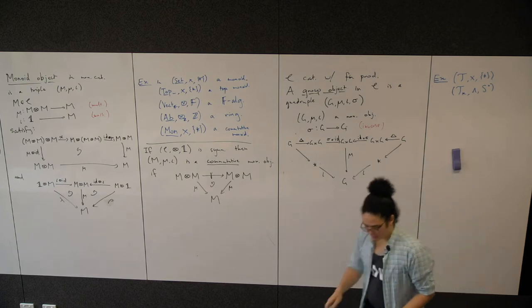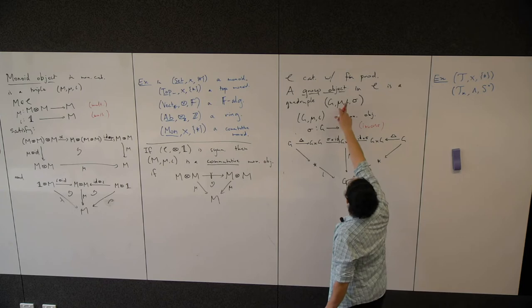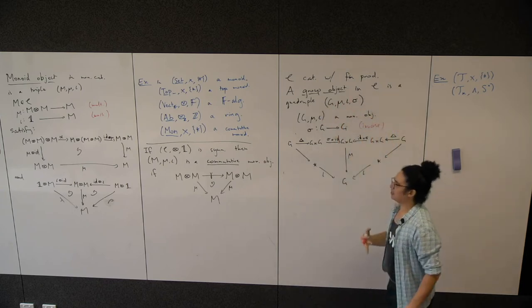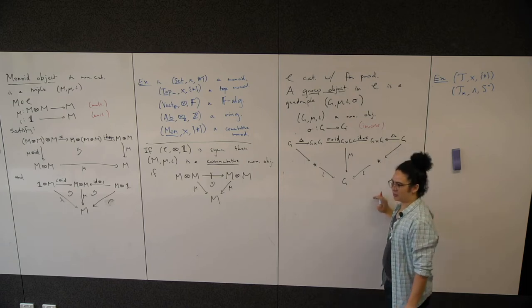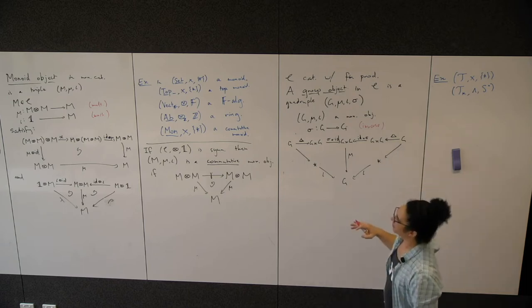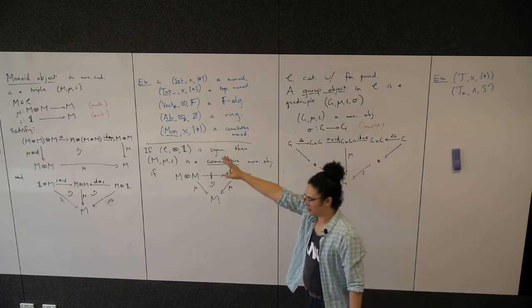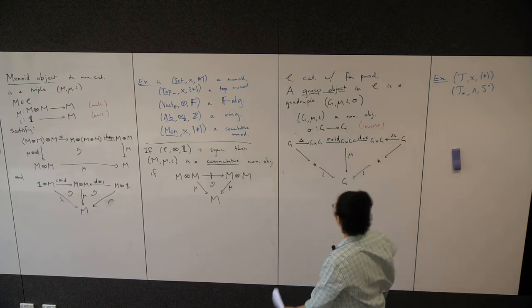So, this diagonal map is the reason why I'm doing this in a category with finite products rather than in a general monoidal category. So you need a specific type of monoidal category in order to be able to describe a group object, whereas you could have a monoid object in any monoidal category.